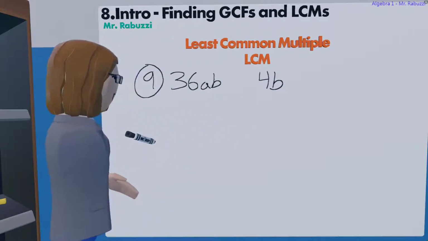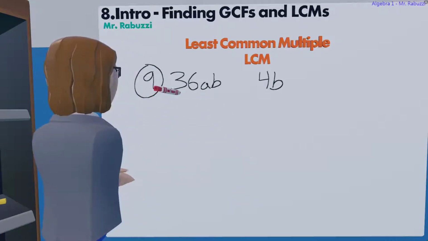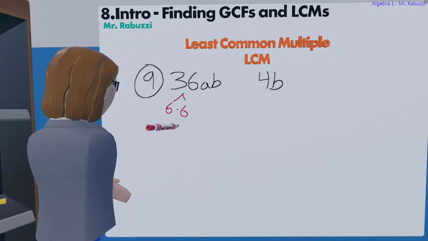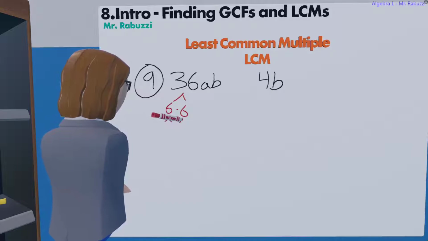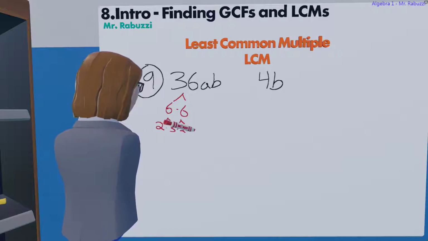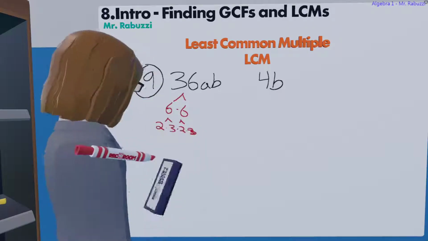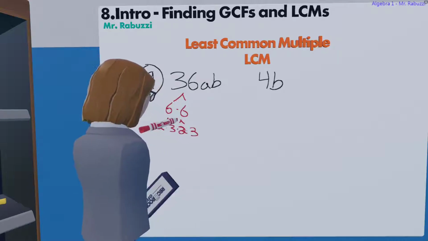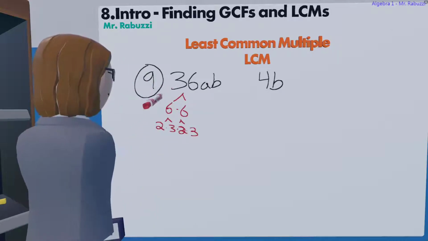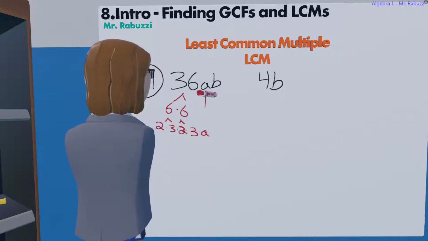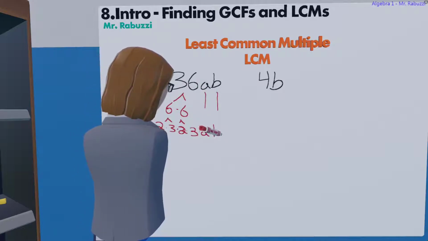All right, let's factor. Factors in red. I can split 36 into 6 times 6. Those are not prime, so I need to split them into 2 times 3 times 2 times 3. 6 splits into a 2 and a 3. All right. That's the 36. A doesn't split. B, no factors. So there we are.